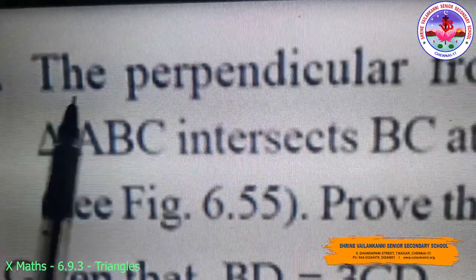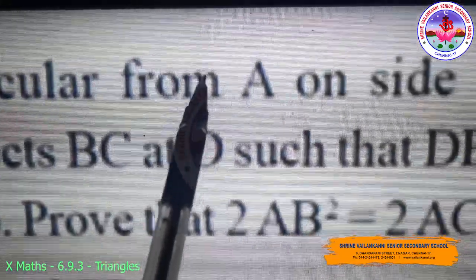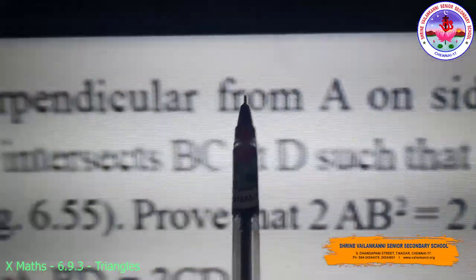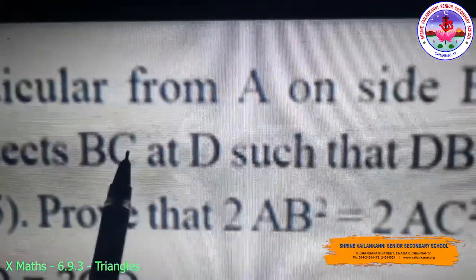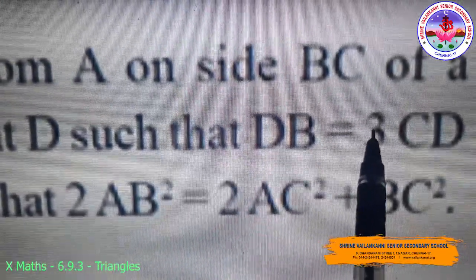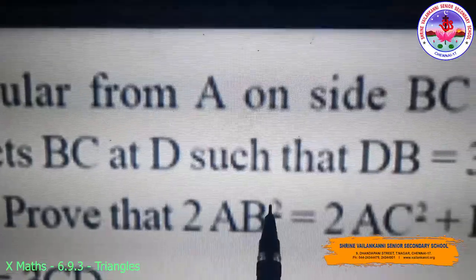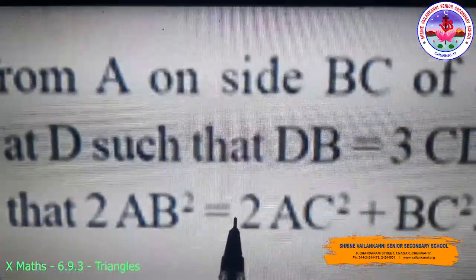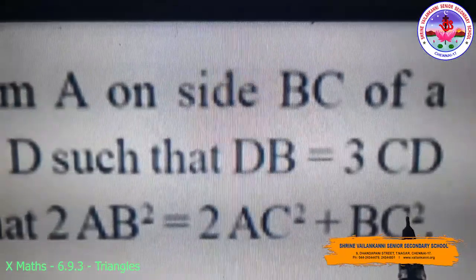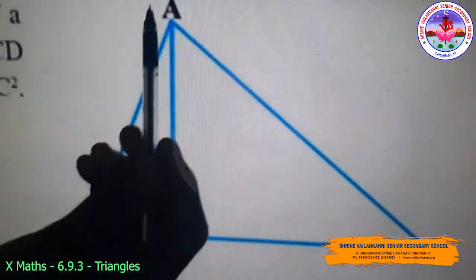14th problem. The perpendicular from A on side BC of a triangle ABC intersects BC at D such that DB is equal to 3 times CD. Prove that 2AB square is equal to 2AC square plus BC square.